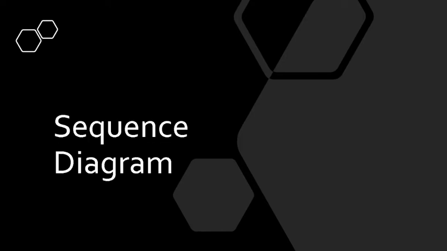Okay? This time, we need to discuss the second type of behavioral representation, which indicates how the events cause transitions from one object to another. In the state diagram, we focus on the behavior or state of a specific object. This time, we will look at the interactions of the system objects in response to events. So let's talk about the sequence diagram.